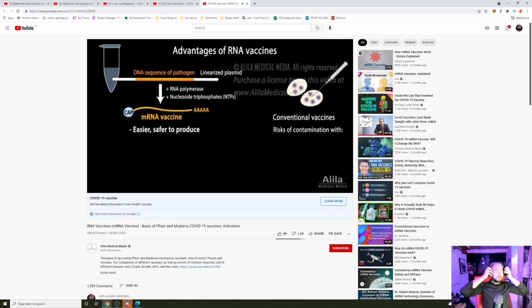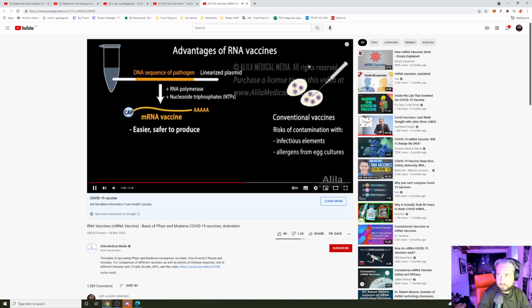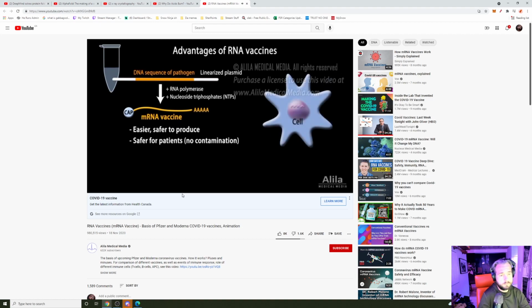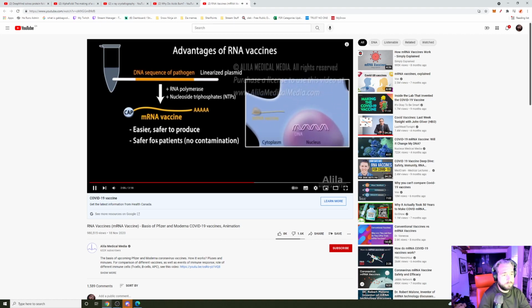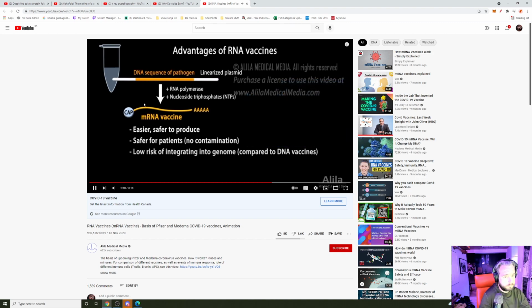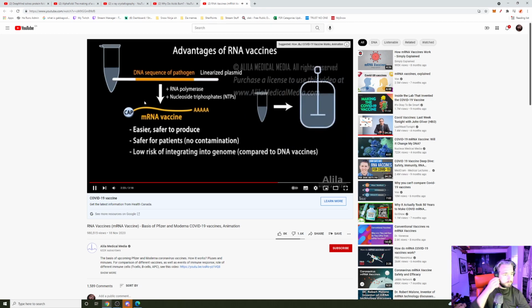Without the risks of being contaminated by infectious elements or allergens from egg cultures, RNA vaccines are also safer for patients. Because protein synthesis occurs in the cytoplasm, RNA molecules do not need to enter the nucleus, so the possibility of them integrating into the host cell genome is low. RNA strands are usually degraded by cellular enzymes once the protein is made. The relative simplicity of the production process makes it easier to standardize and scale, enabling rapid responses to emerging pandemics.